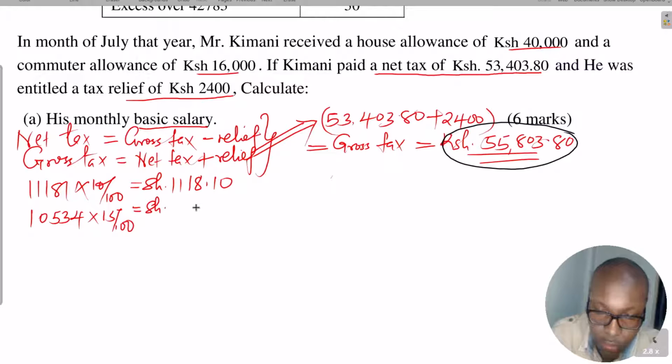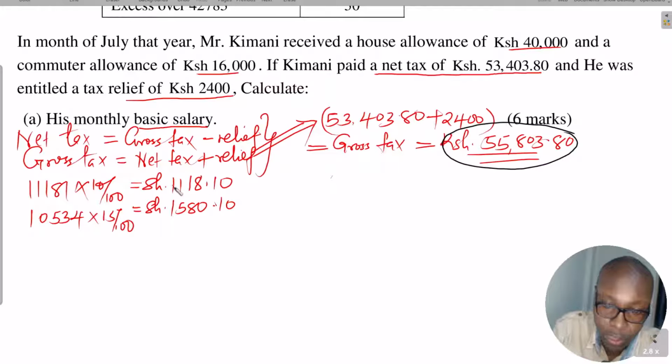So this will give a tax of, when you multiply these, 1580 and 10 cents. So that is the tax. Look at what you're doing. In the first band we have this tax, 11,118 and 10 cents. In the second band we have these. We want to tax until we get this figure. We are going to stop when we get this figure.